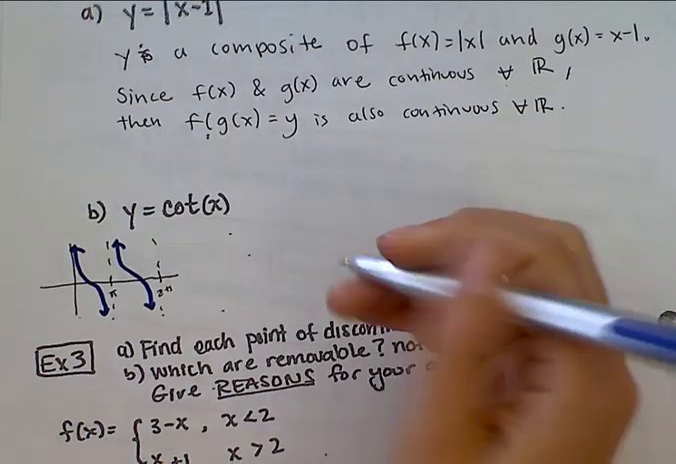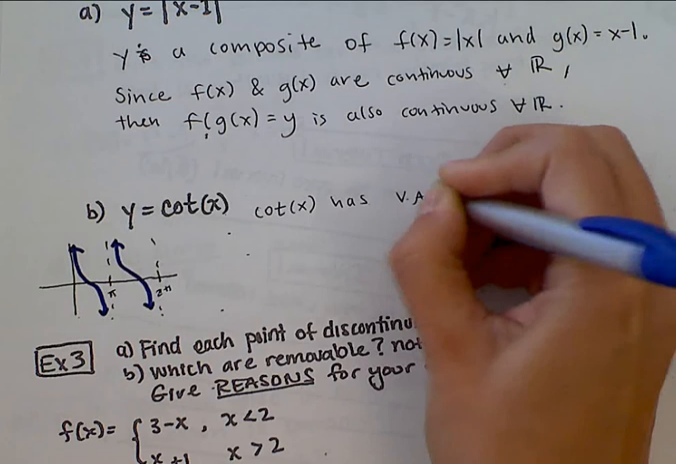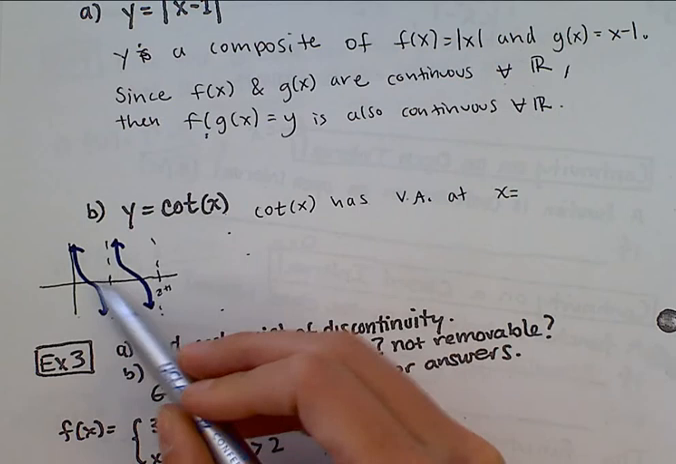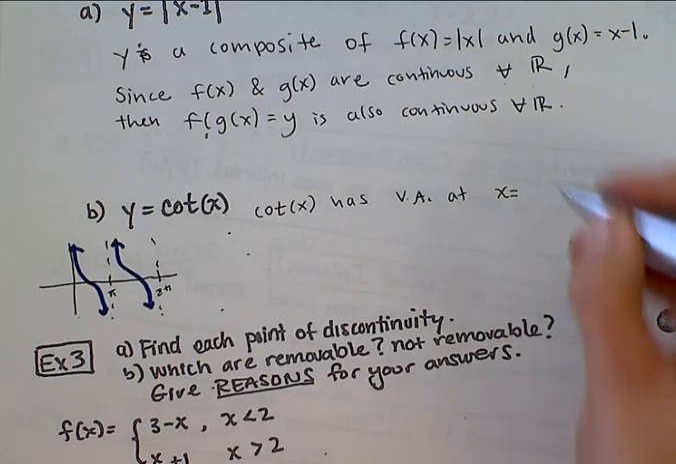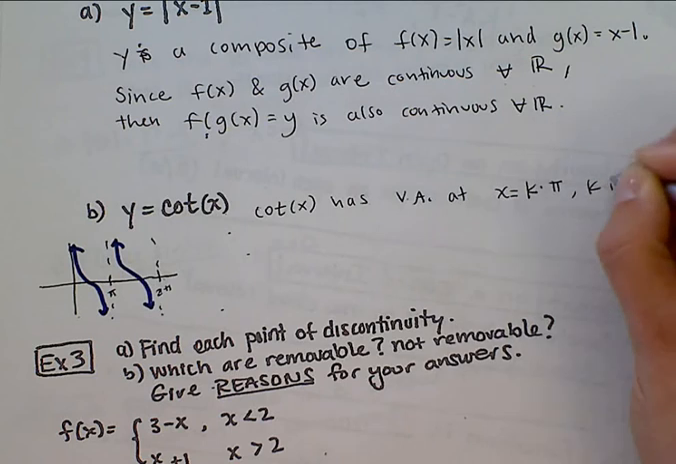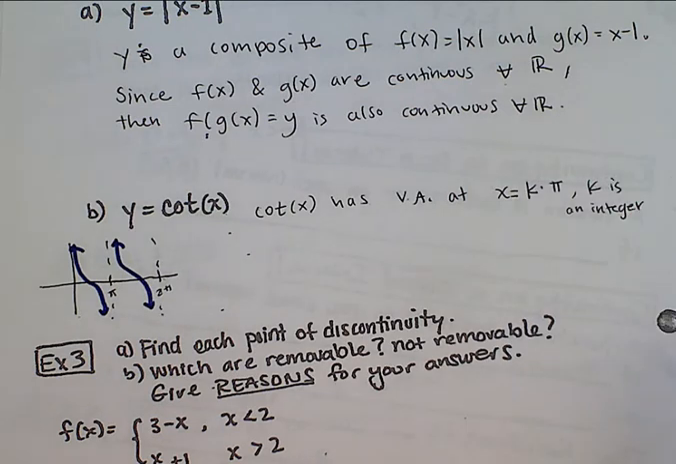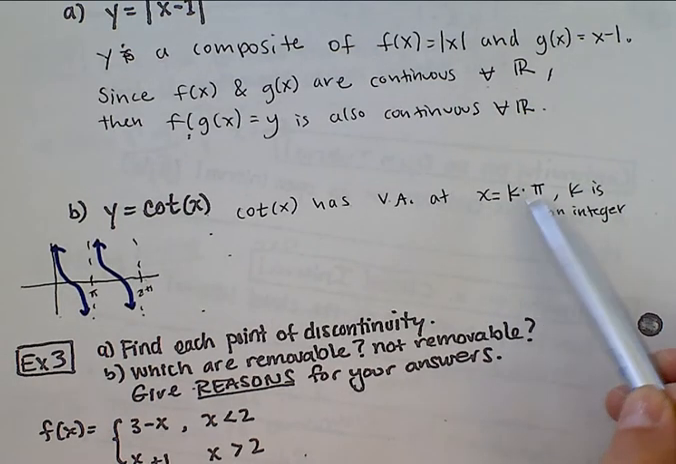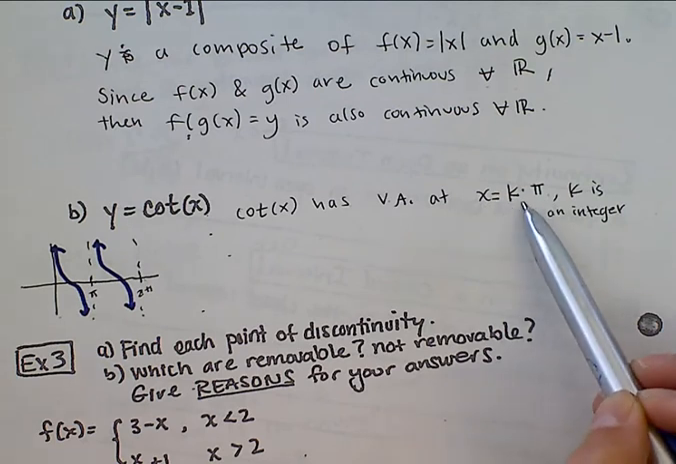Okay, so we'll say that cotangent of x has vertical asymptotes at x equals, and I'm going to write an equation for it. So I can see that it's all the x values that are multiples of pi. So I will say x equals k times pi when k is an integer. Integer just means whole number. So if k is an integer, then all the asymptotes are at x equals k times pi. So this would be 1 pi, 2 pi, 3 pi, negative 2 pi, negative 3 pi, etc.